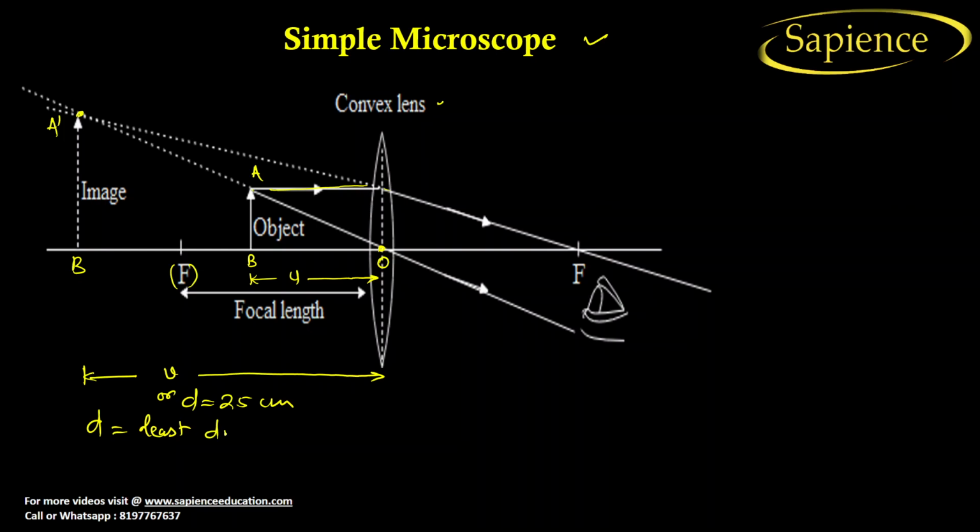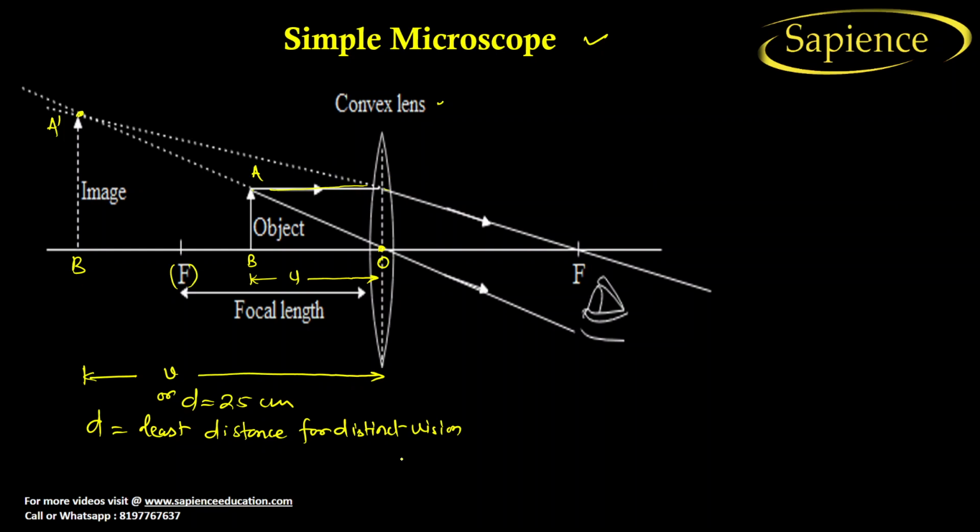and d is the least distance of distinct vision. Right? Least distance for distinct vision. Now everything is okay. I hope it is okay now.